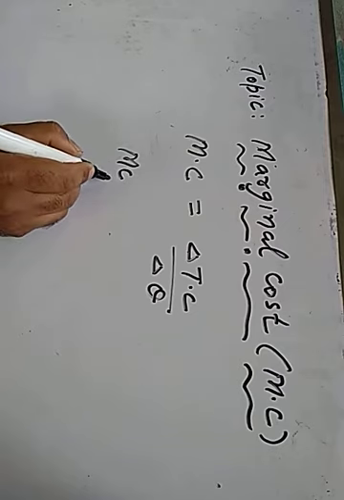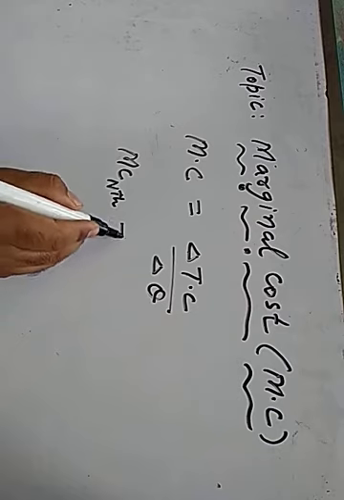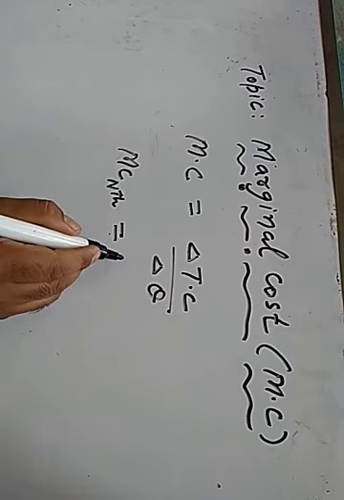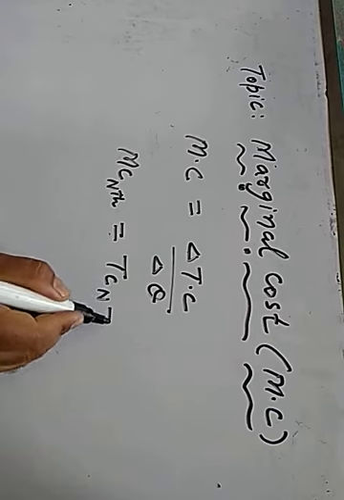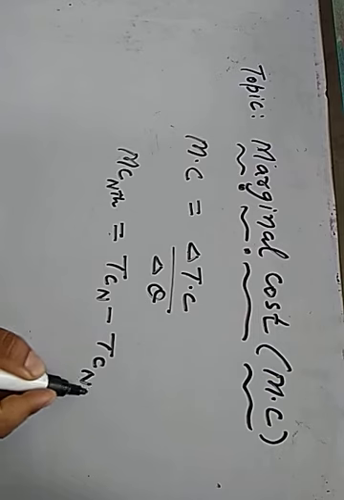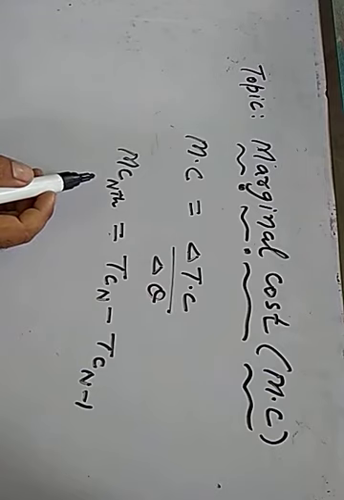Marginal cost of nth unit of any commodity or service is equal to total cost of n units produced minus total cost of n minus 1 unit of commodity or service produced. यह है फॉर्मूला जिसके हेल्प से हम marginal cost of any commodity या marginal cost of any service कैलकुलेट कर सकते हैं.